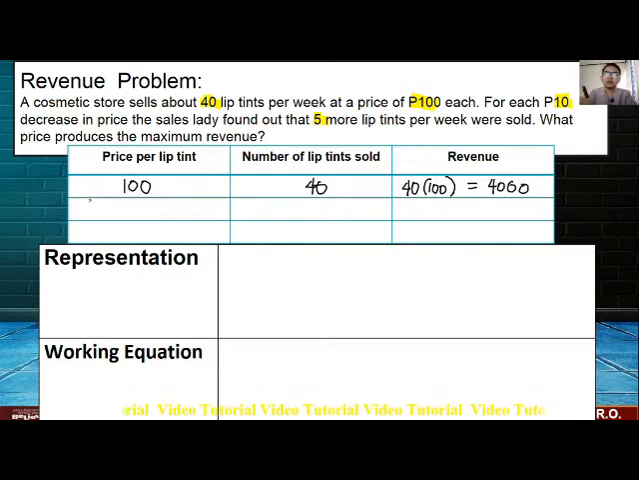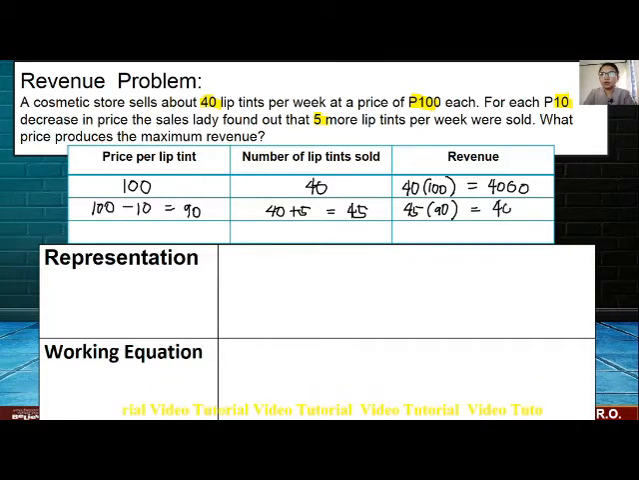After that, if we decrease our price by 10, that means 100 minus 10, which will be 90 pesos per piece. Therefore, the number of lip tints sold will be increased by 5. So 40 plus 5 becomes 45. If we compute for the revenue, this will be 45 times 90, and that will be 4,050. As you can see, 4,050 is a little bit higher than 4,000. So by common sense, this might be the answer.